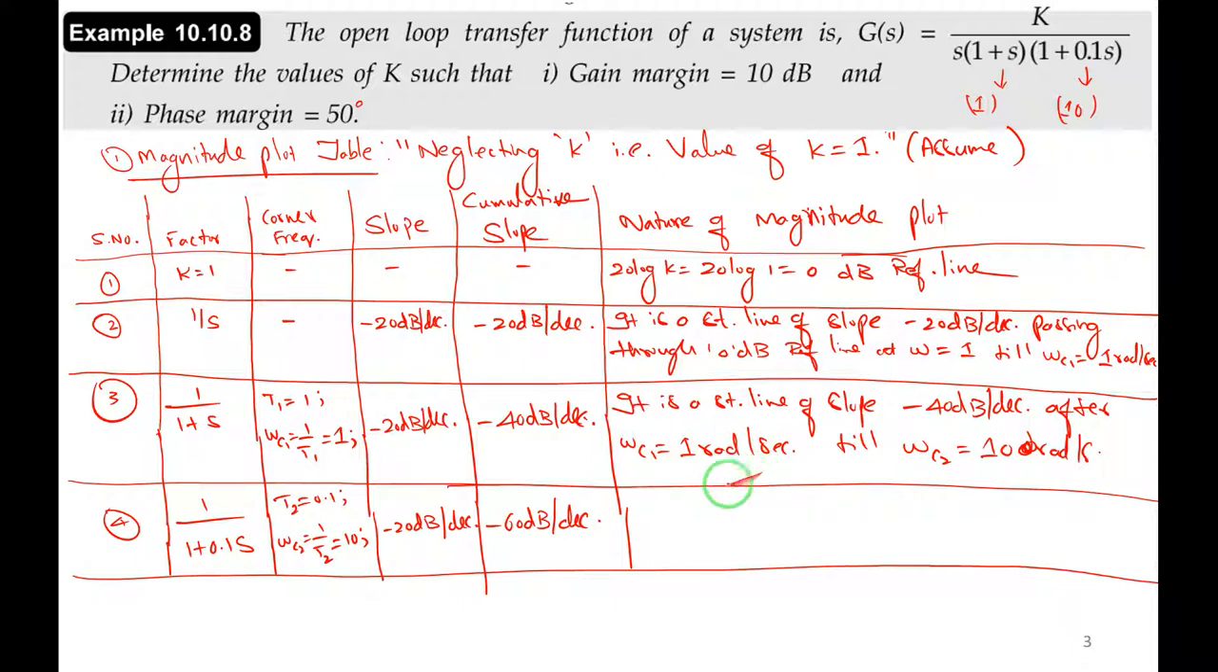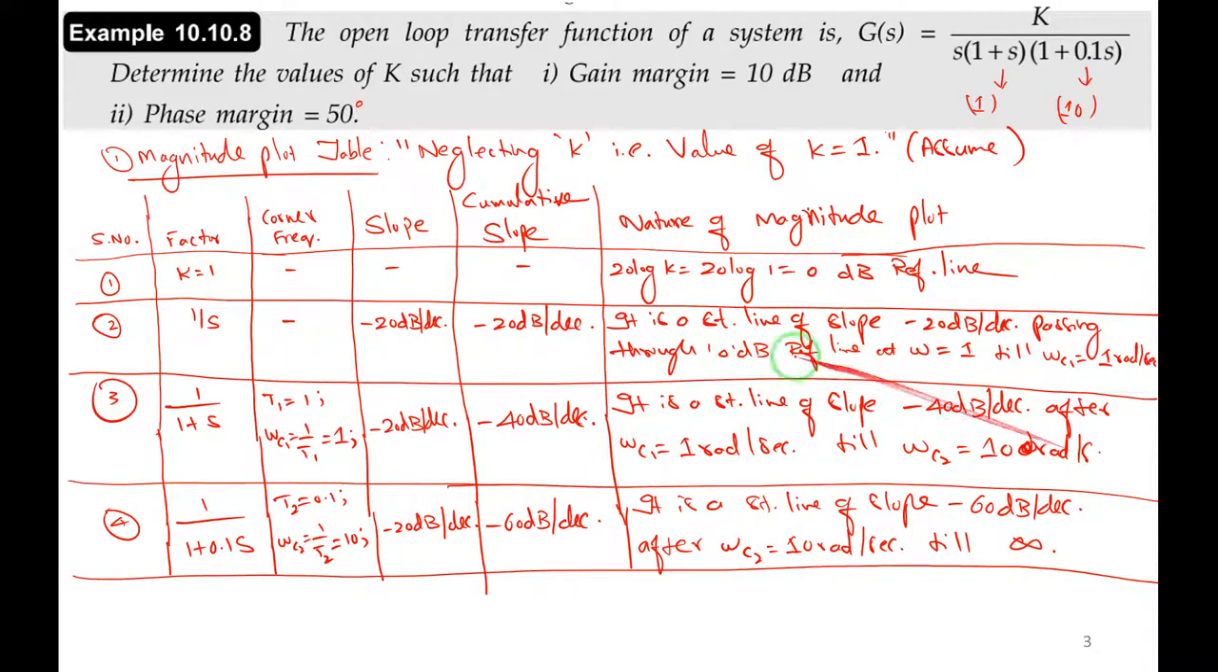Okay, the next, the last comment I will write. It is a straight line of slope minus 60 dB per decade after omega c2 equal to 10 radians per second, till infinity, because I don't have any other factor. So the magnitude plot table is ready. Next we'll construct the phase plot table.